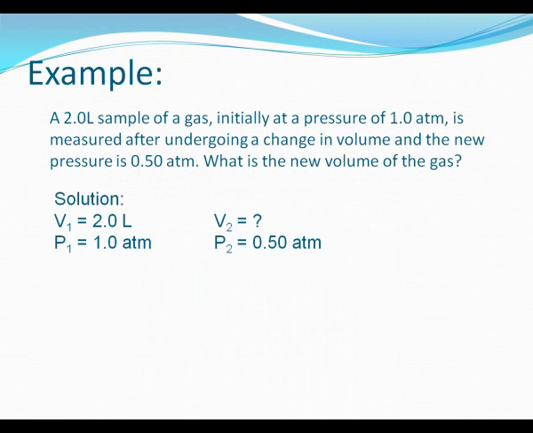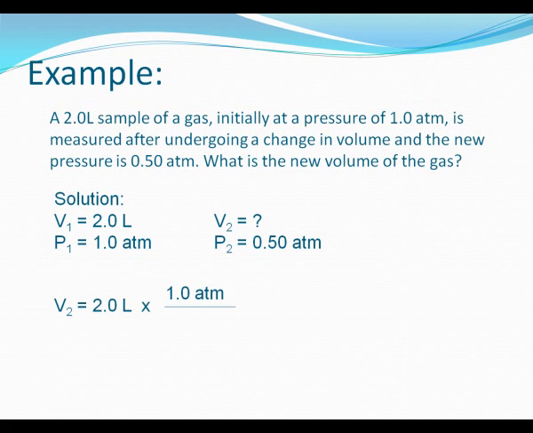So, the solution is you write down all of your knowns, the unknown being V2. V1 and P1 indicate before anything happened, V2 and P2 indicate after it happened. Then the calculation line is you take the volume you're given. Now, since you know that the pressure is going to go down, that means the volume must go up.